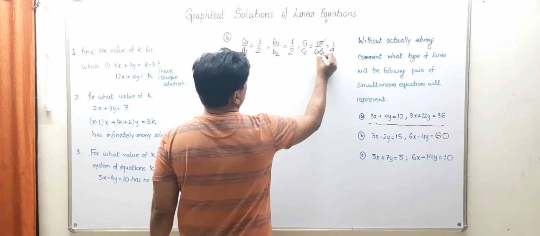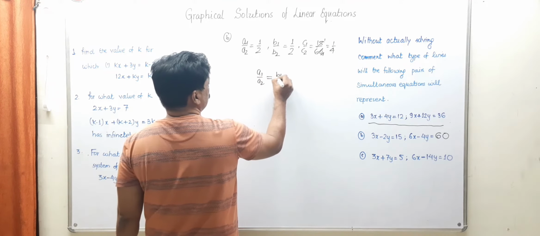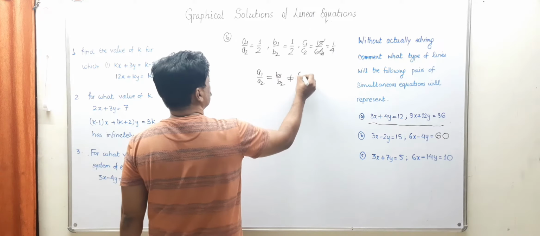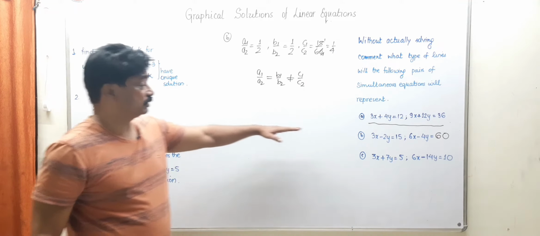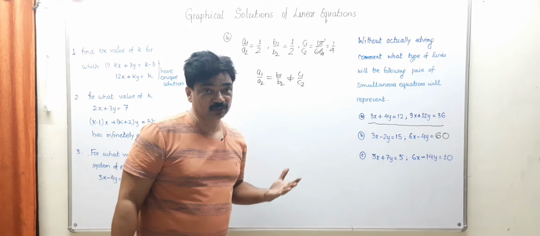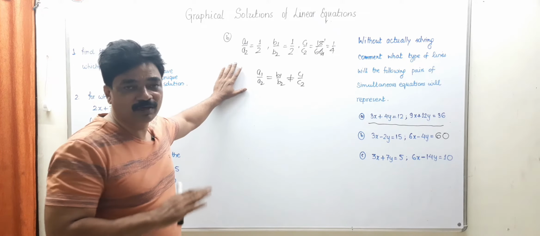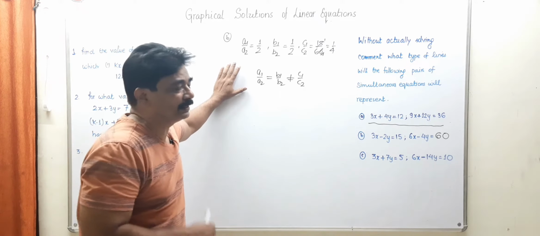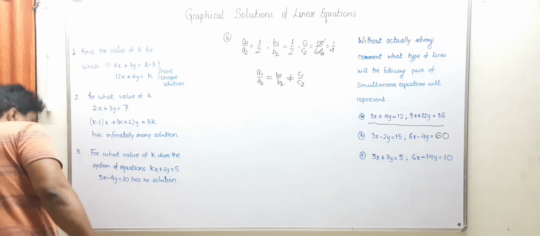So that means a1 by a2 is equal to b1 by b2 and is not equal to c1 by c2. This means the lines represented by these two equations will be parallel to each other, and therefore they will not have any solution and they are inconsistent. All right. So now let us go to the next question.